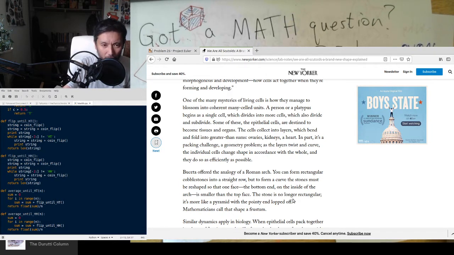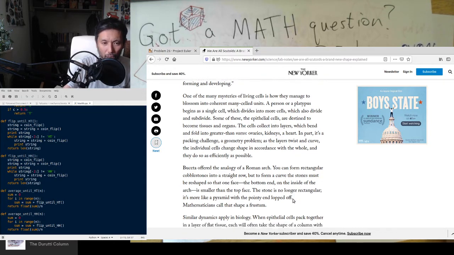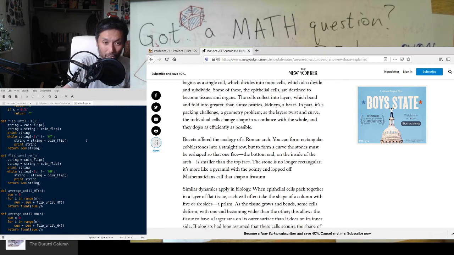In part, it's a packing challenge, a geometry problem. As the layers twist and curve, the individual cells change in shape in accordance with the whole, and they do so as efficiently as possible. Buceta offered the analogy of a Roman arch.